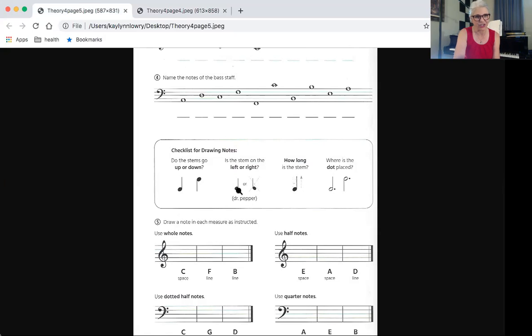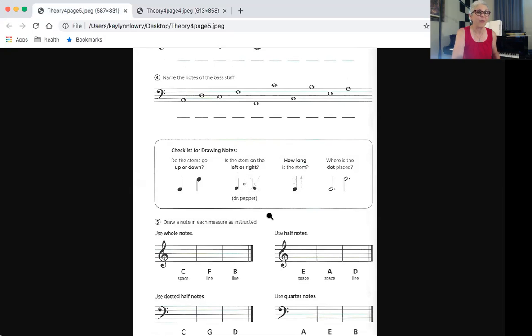The next question says, is the stem on the left or right? Well, if you think in your mind, Dr. Pepper, it will help you to know whether you're drawing the notes correctly. All of your notes need to either look like a D, as in the word doctor, or P, as in pepper. So this is not correct because this is the only one that looks like the shape of a D.